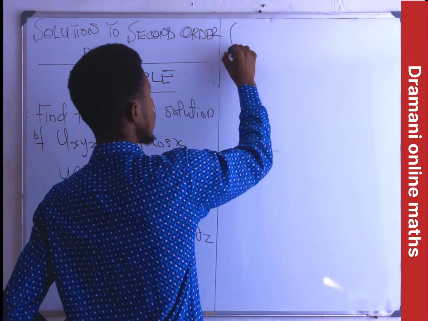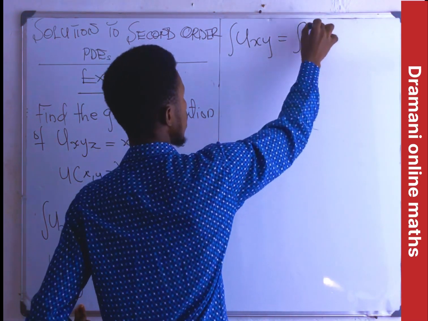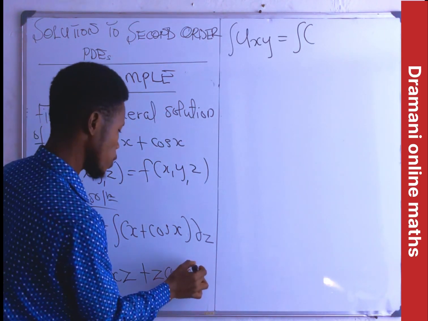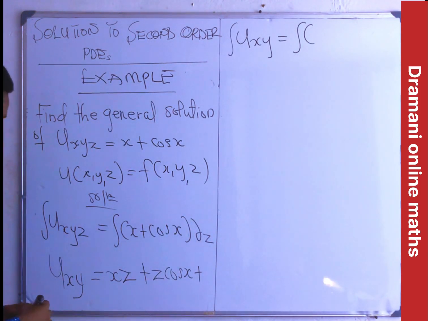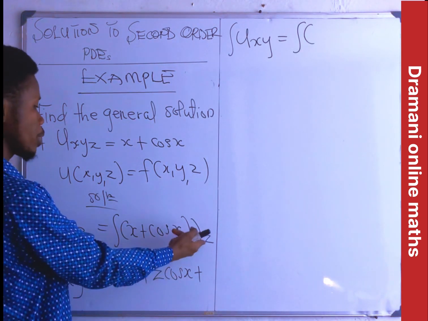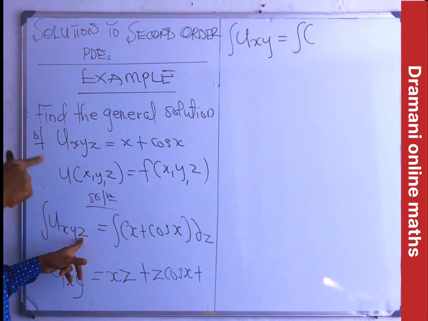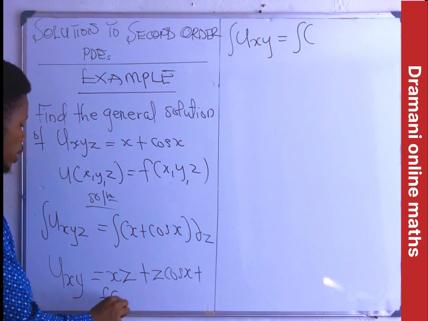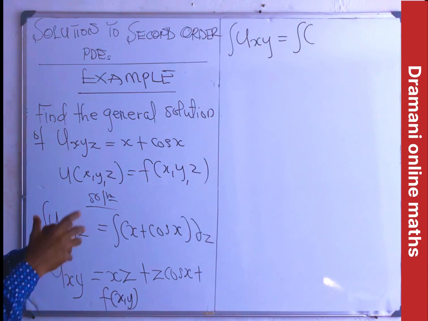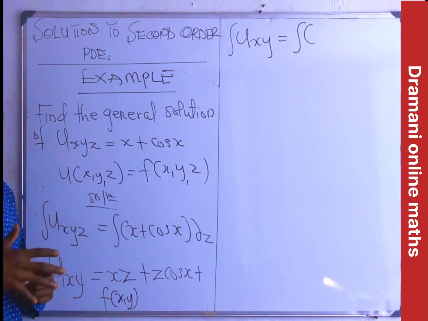So I have the integral of u xy equals the integral of xz. Okay, here I forgot the constant. So there must be a constant here. What will be the constant? Remember, here is x, y, z. Now I'm integrating with respect to z. So the constant is a function of x and y. So my constant becomes f at x comma y. Is that okay? Because x and y is what I'm treating as constant. So therefore my constant becomes a function of that.